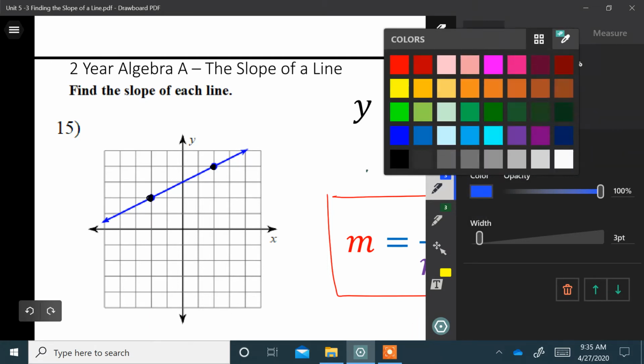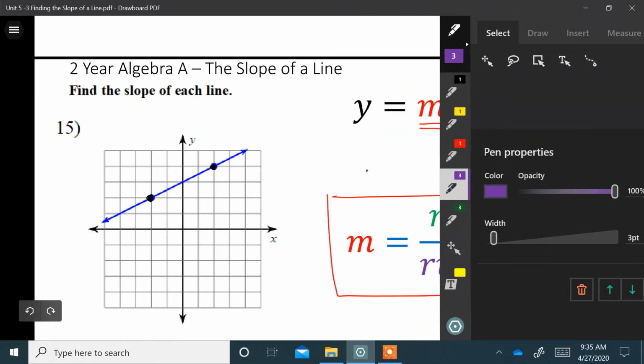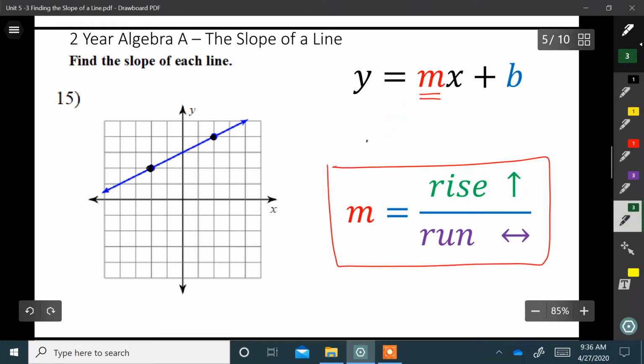Let me choose the colors that I picked here. Alright, so we're gonna discover what the rise is. I'm gonna draw a triangle here. That is my rise, and then my run is this right here. And then I'm just gonna count, guys. We got 1 and 2. So the rise is 2. And then the run, let's count. 1, 2, 3, and 4. So the run is going to be 4.